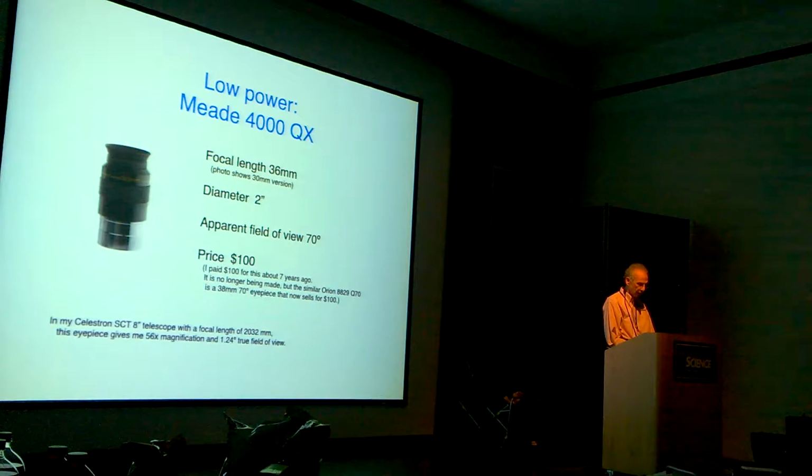I paid just $100 for it about 7 years ago. They don't make this one, but Orion has a very similar one, called 8829Q70. That's also $100, a 70-degree eyepiece. In my Celestron SCT 8-inch scope, it has a focal length of 2,032 millimeters. This eyepiece gives me 56x magnification and about 1 1/4 degree true field of view.